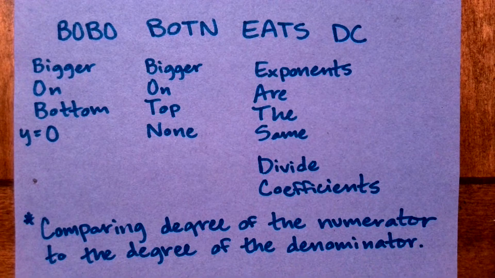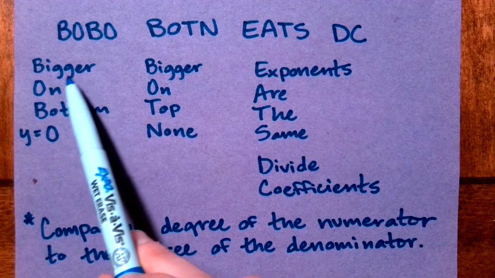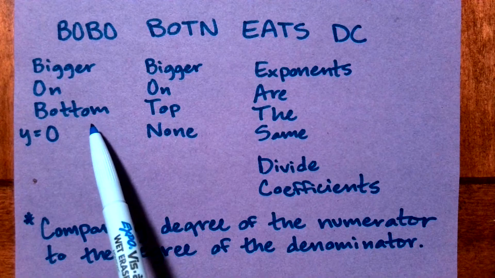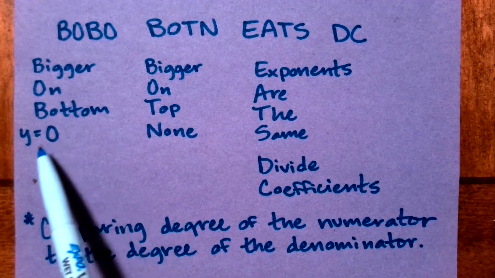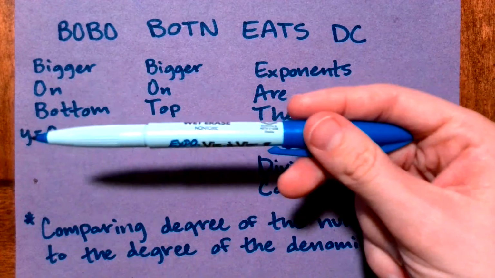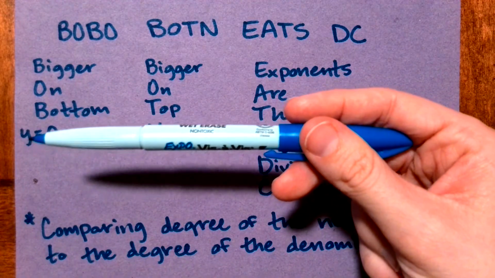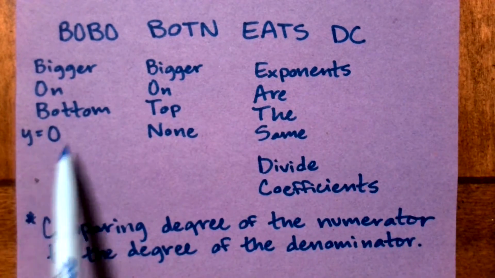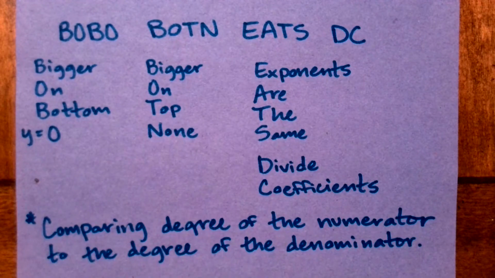eating DC. And what we're doing with this acrostic, they're representing if we compared the degree of the numerator to the degree of the denominator. So that's what we're looking at: the highest power in the numerator, the highest power in the denominator. And if the highest power is bigger on bottom, so the degree of the denominator is larger, then we would have this horizontal asymptote at y equals 0. Remember, a horizontal line is a y equals, so this is the equation for the horizontal asymptote.